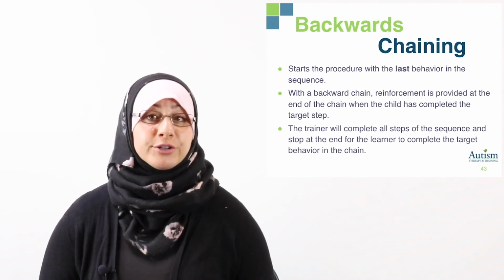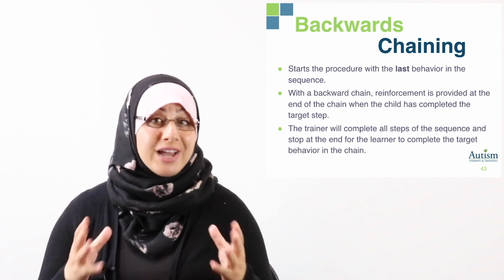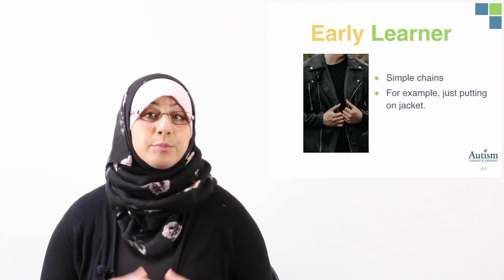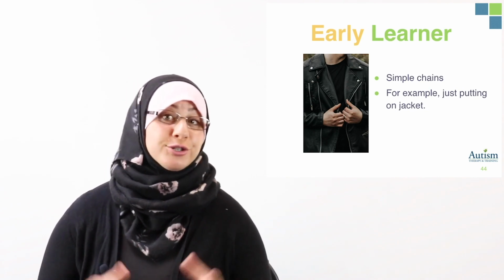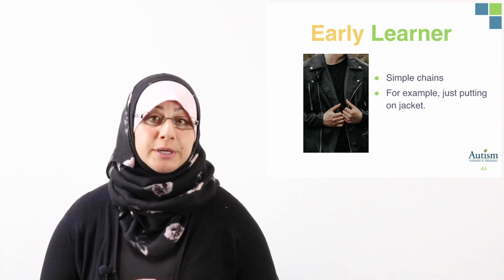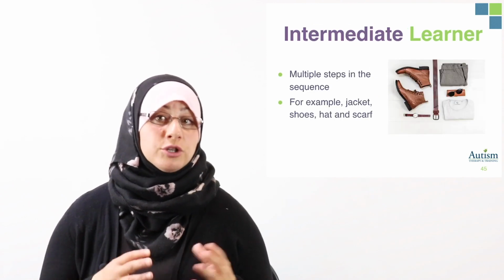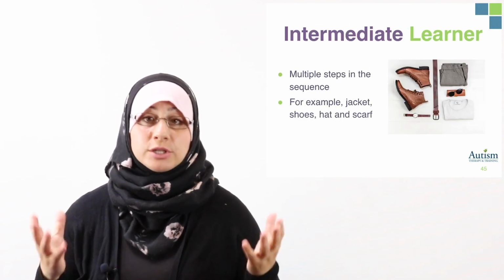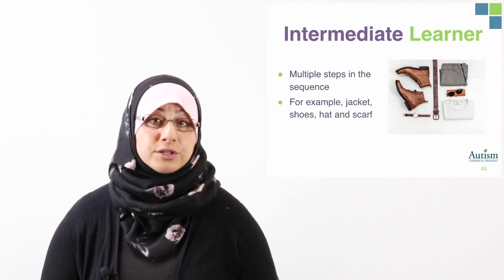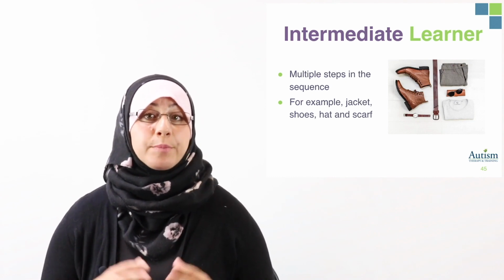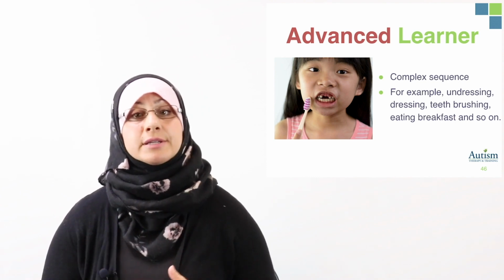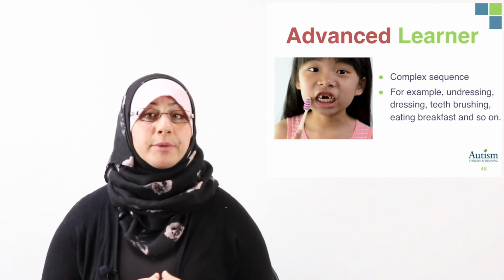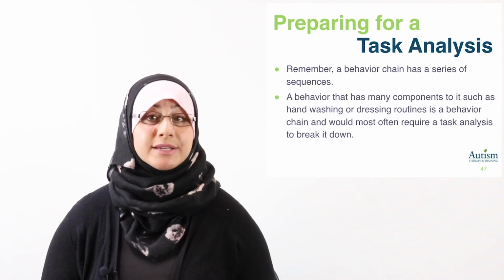If they're an early learner, you may need to just teach jacket alone, picking it up, putting it on one sleeve at a time, and maybe you teach your learner to do the flip. But with an intermediate learner, you may have them do jacket, shoes, hat, scarf sequence, and so on. Maybe an advanced learner would have more steps and putting it all together, undressing, dressing, brushing teeth, eating breakfast, and so on. Remember, a behavior chain has a series of sequences.